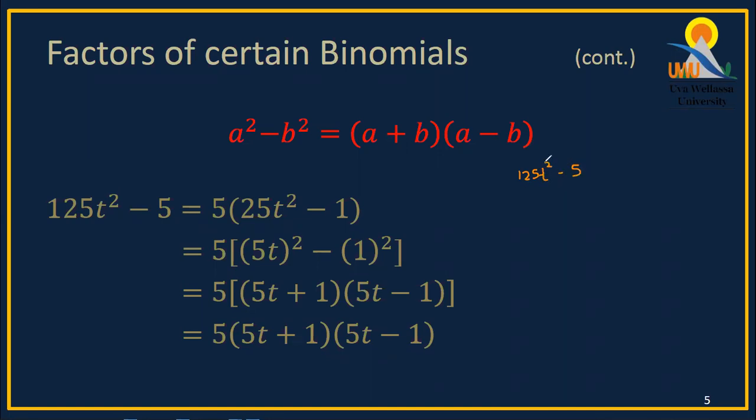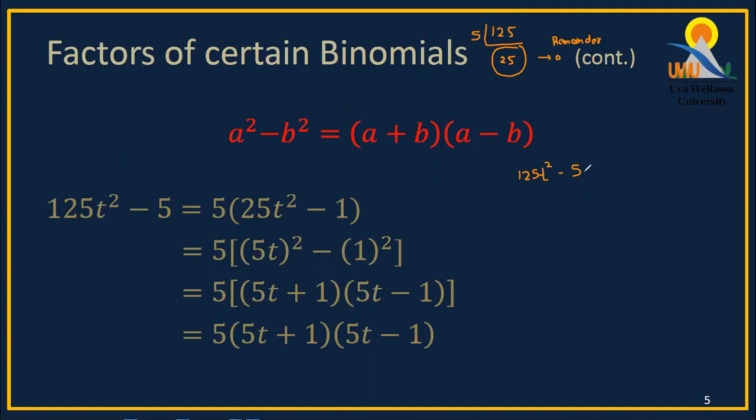First of all, you need to identify how you can write this 125 as a square term and 5 as a square term. But prior to this, as soon as we see these two terms, we can simply identify that 5 is common to both of these. It is because if you divide 125 by 5, you will get 25 without any remainder. It means that 125 is exactly divisible by 5.